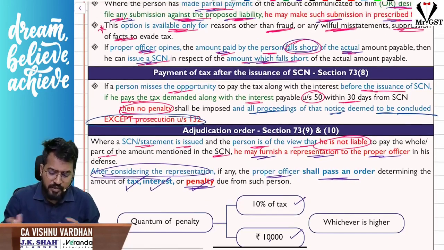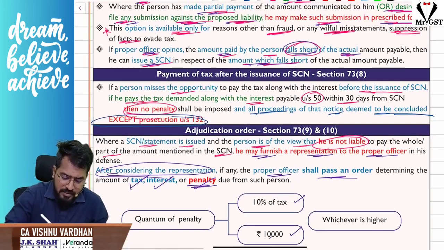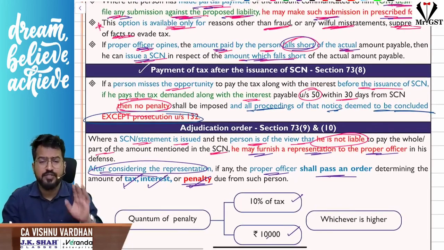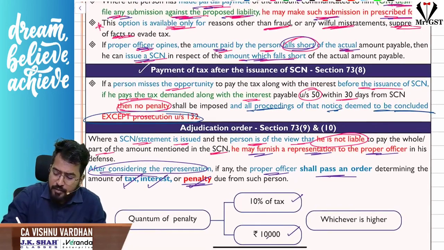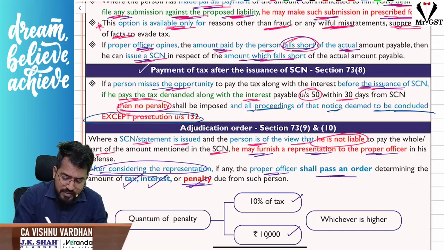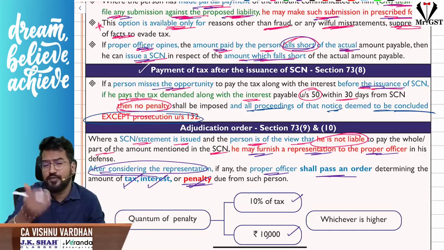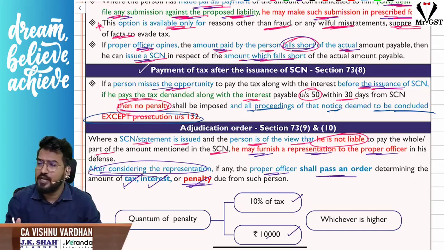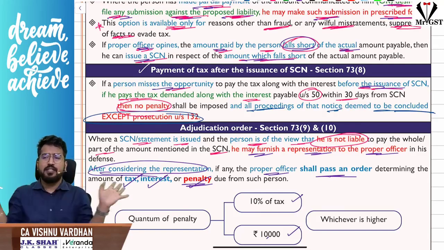So here, after issuing the show cause notice, please understand the payment of tax after issuance of show cause notice also. If he is missing the opportunity to pay tax before the show cause notice, as I told, if you pay before issuing the show cause notice, there is no penalty straight away. Whatever the applicable interest is, that much you pay and close it.